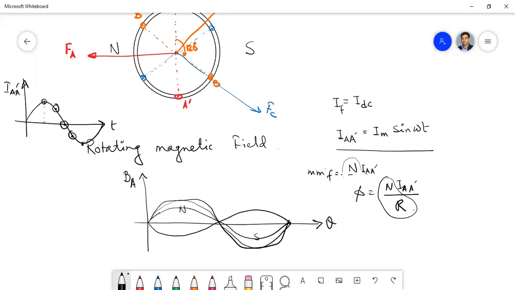For the negative peak value of current, you will get the opposite one. That means the maximum value of South Pole at that point and the maximum value of North Pole at the South Pole point. So in this way, the North Pole and South Pole will be oscillating. This kind of standing wave is what you will get if you apply sinusoidal current in a particular winding. So have you understood this?